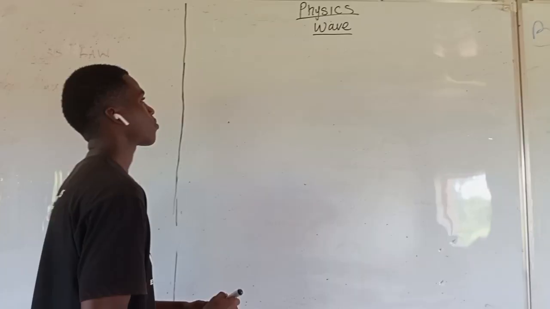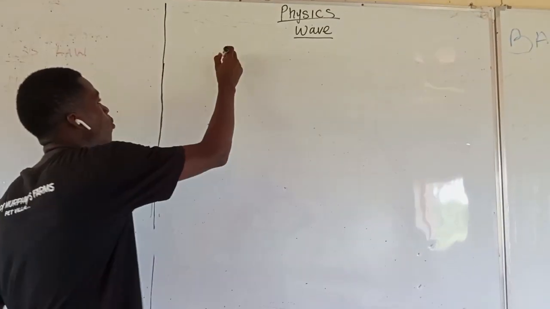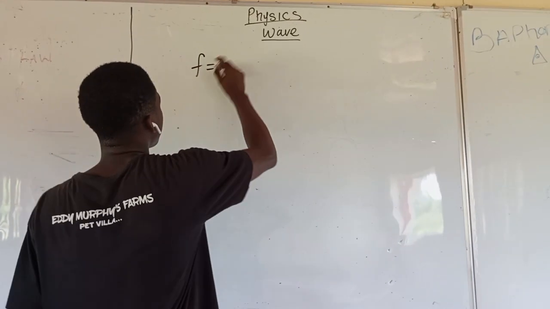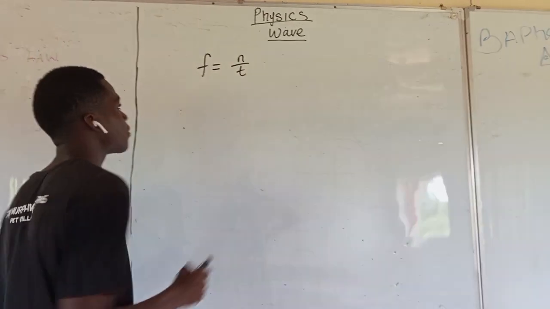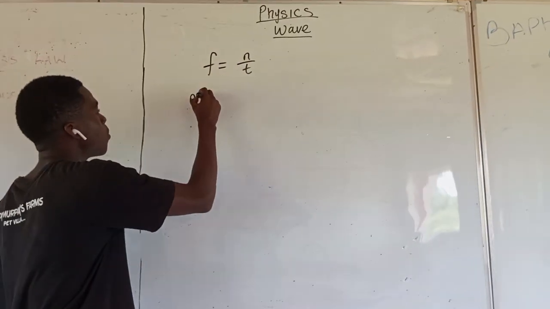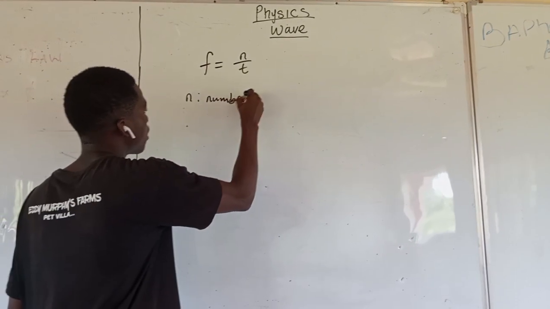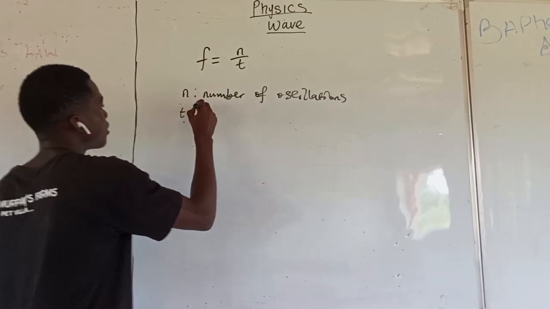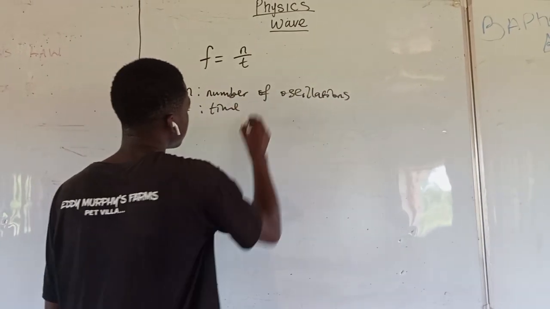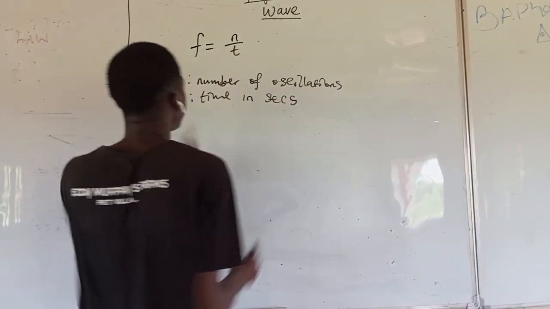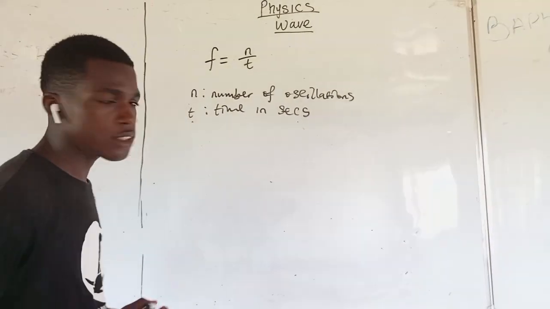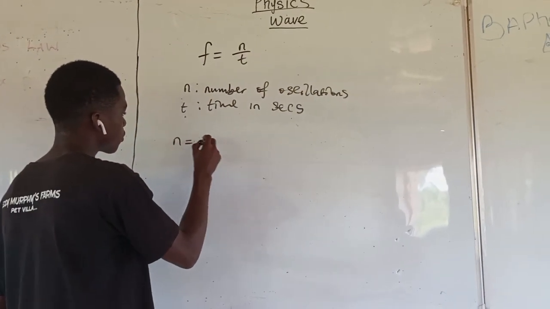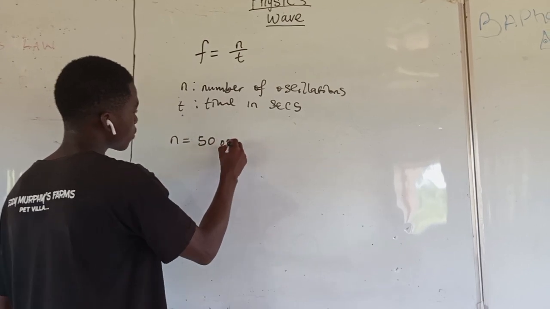So frequency has a formula. The formula for frequency is F equals N over T, where N is the number of oscillations and T is the time in seconds. So this is the formula for frequency. Now let's take an example. Let's say we have a wave that performs 50 oscillations. Are we getting it now?